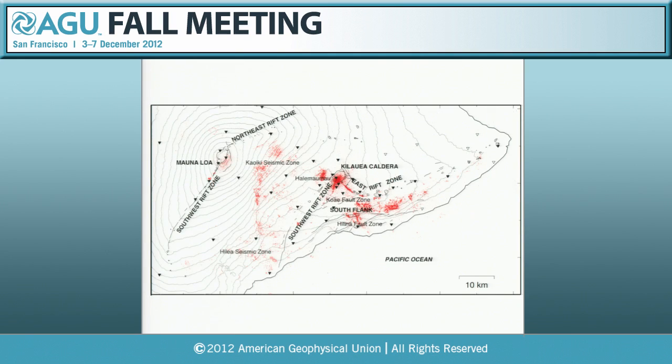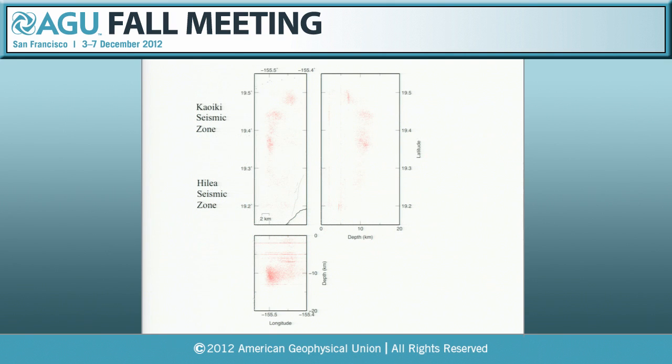Okay, now if we turn to the island of Hawaii, I just want to highlight this region of seismicity that's between Mauna Loa volcano and the Kilauea caldera, shown there. Now if we look at the original catalog locations, they're the small red dots, they're kind of hard to see. This is a map view, a north-south cross-section and an east-west cross-section.